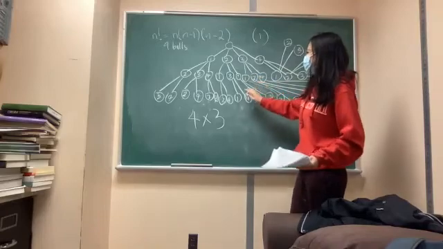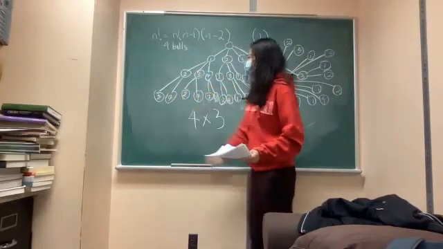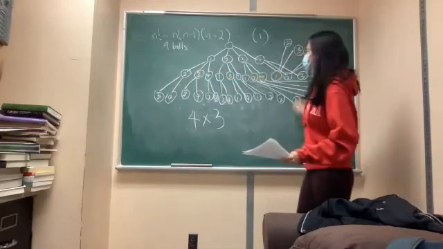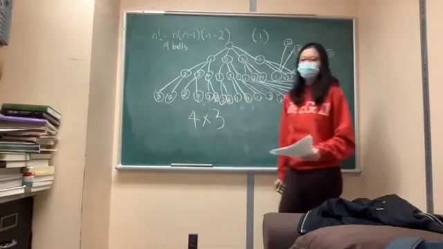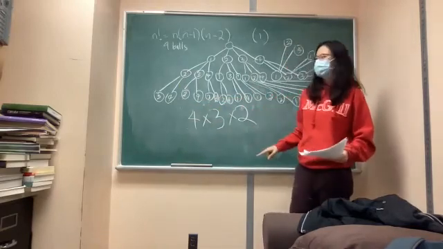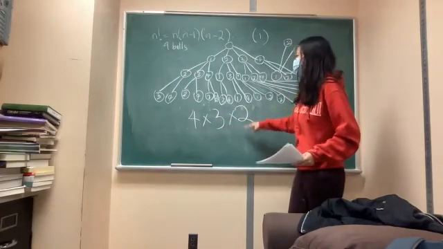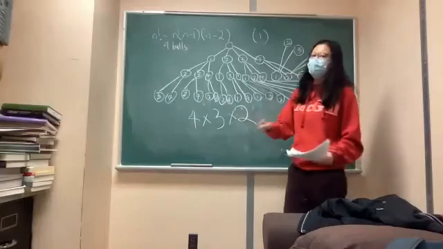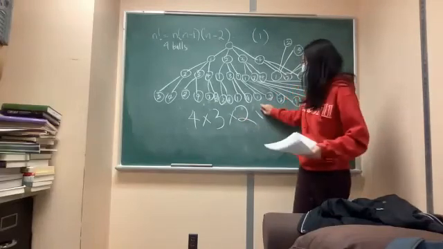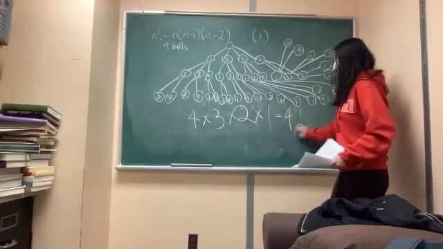Okay. And then for each of the middle stage nodes, I have 2 choices, which means that for each of these 12 middle nodes, I have 2 choices, which means it's 4 times 3 times 2. And then for each of the 4 times 3 times 2, 24 nodes, I only have 1 choice left because there's only 1 ball left in the bag. So I multiply by 1. And this equals 4 factorial.